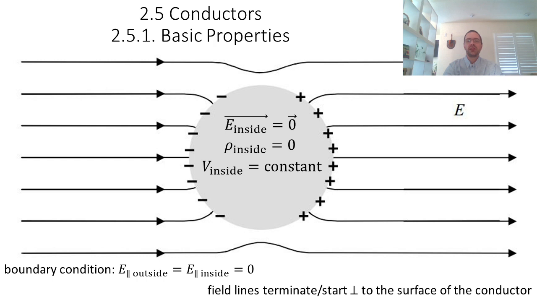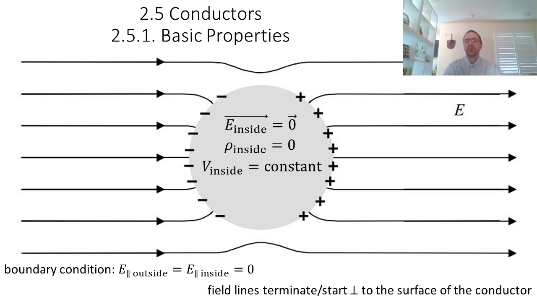But since E inside is zero, that means the parallel component outside has to be zero as well. So the electric field only has a perpendicular component. That means the field lines terminate or start perpendicular to the surface of the conductor. And this figure here summarizes all the basic properties of conductors that you need to know in this lecture.